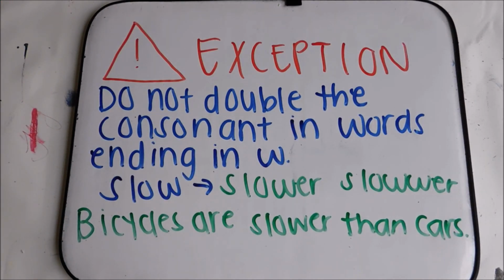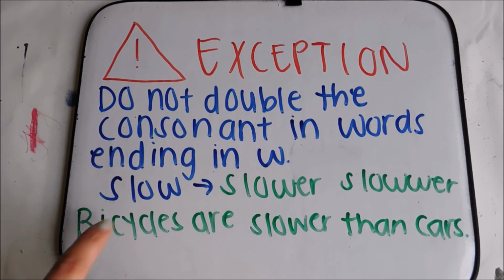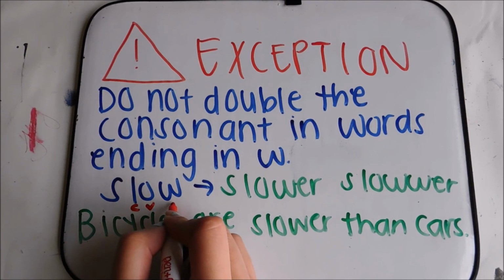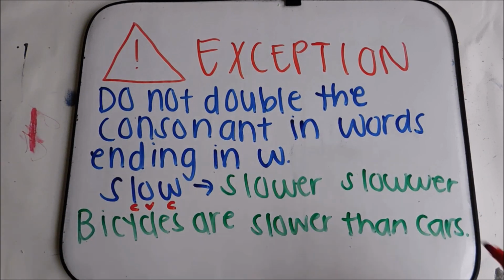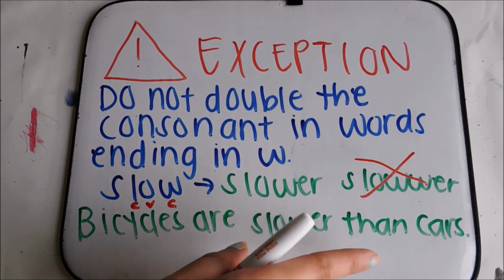We have another exception to the previous rule. I know we love exceptions. This exception is that we do not double a consonant in words ending in W, even if it follows the consonant, vowel, consonant rule. Slow, we have slow. That's one syllable. L is a consonant, O is a vowel, and W is a consonant. But we're not going to put double W, okay? Not slower with two W's. Only one. Slower. Bicycles are slower than cars.